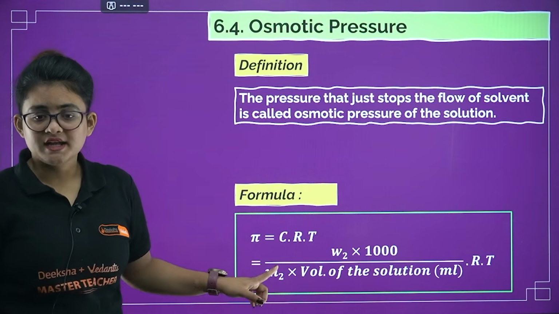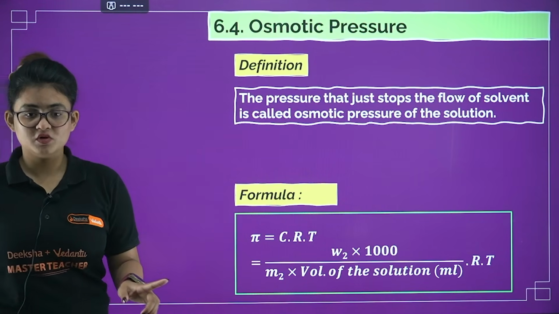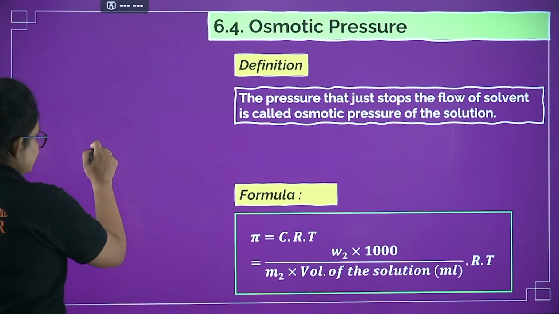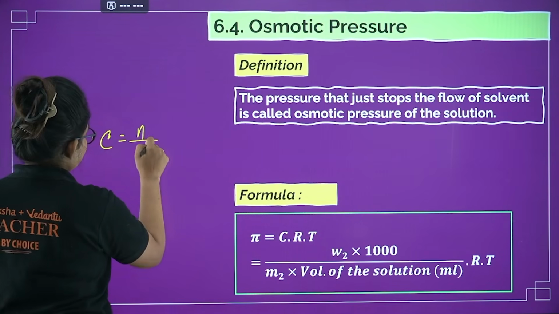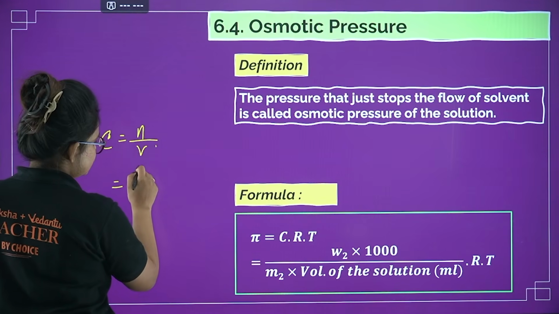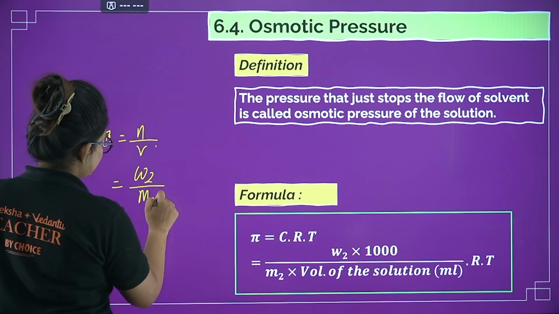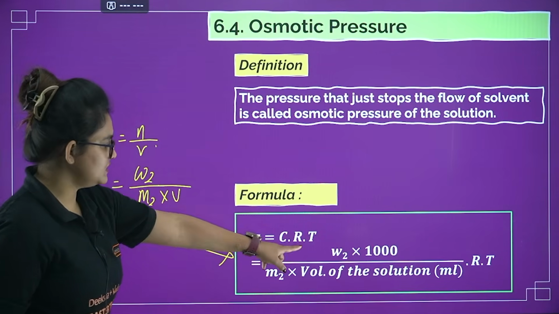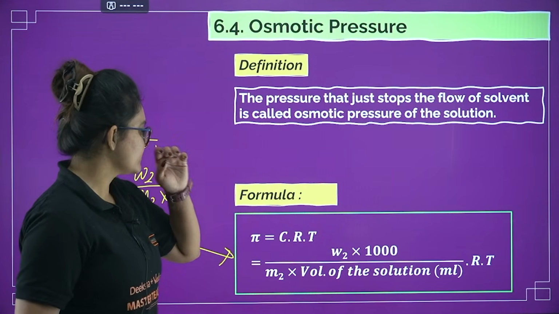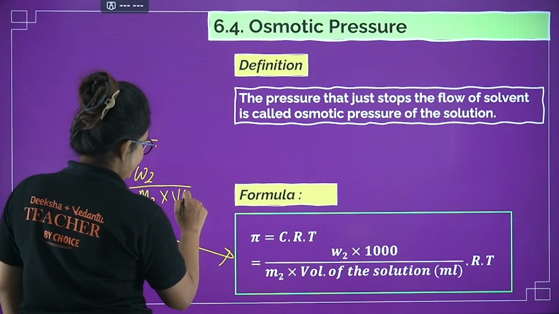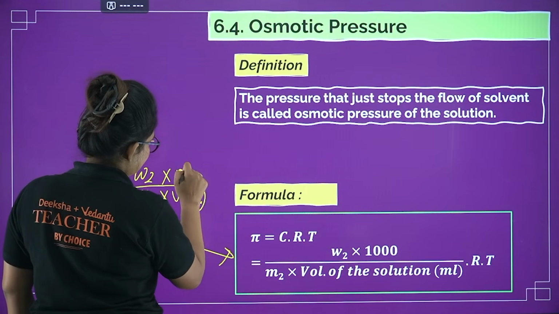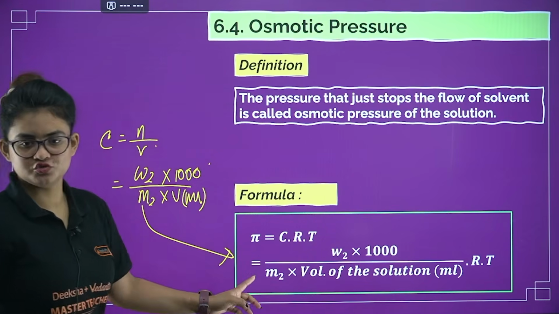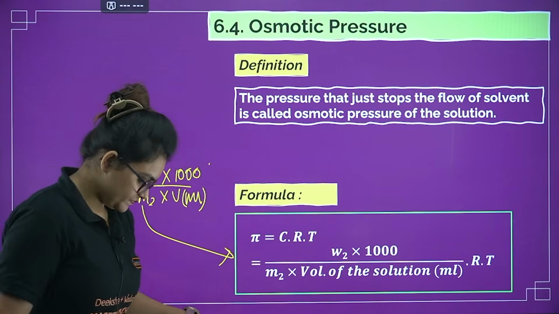This is a formula, where pi is the osmotic pressure: pi equals CRT. What is C? C is the concentration. So C is basically n by V, right? And n can be written as W2 by M2, into V. That's what is written here: n is replaced with W2 by M2 into the volume of the solution. Once the volume is in mL, you have to multiply with 1000. That's what they have given here, into RT as usual. I guess it's clear to you.